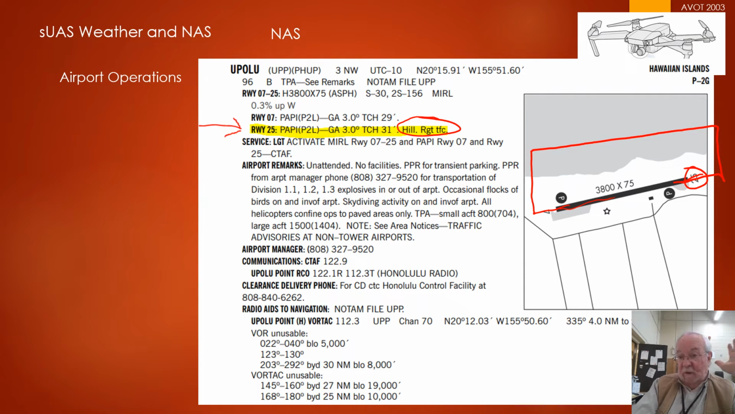Okay, so it's on the chart, but it's also going to be in the chart supplement US. Also, obviously, a lot of information in the chart supplement. One thing that might be helpful too is that it will, I do not see it here. Here it is, communication, CTAF frequency is listed. Of course, that's on the chart as well. Airport manager, you can call him and bother him if you wish. Unattended, no facilities, so apparently no facilities.